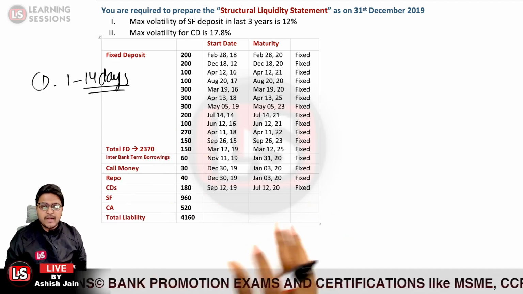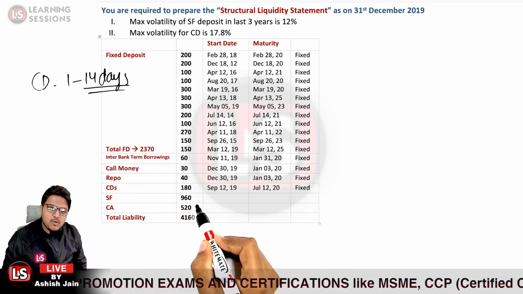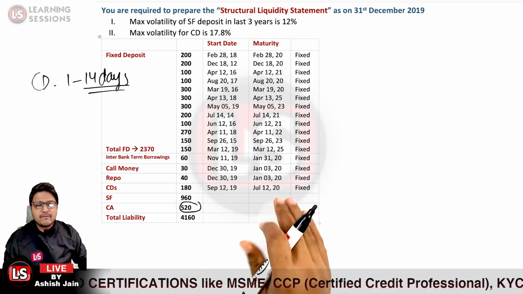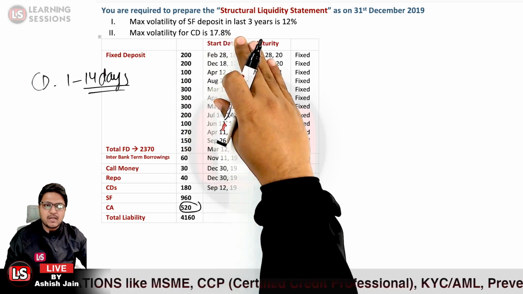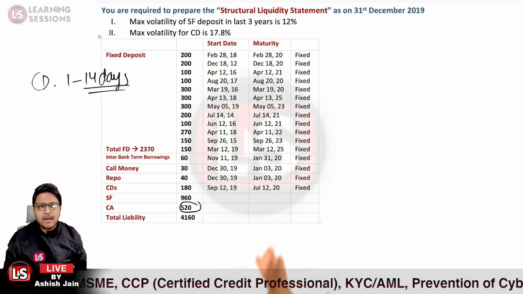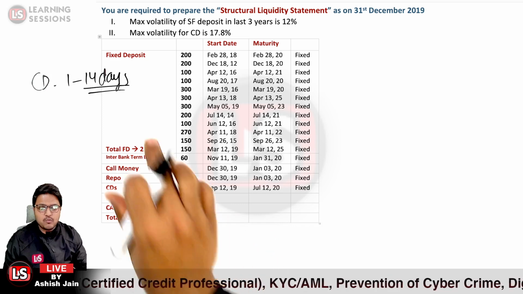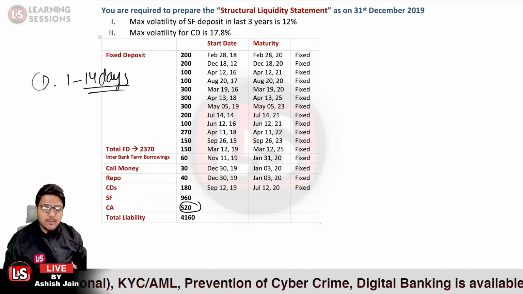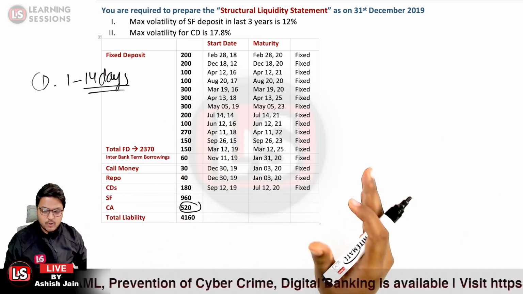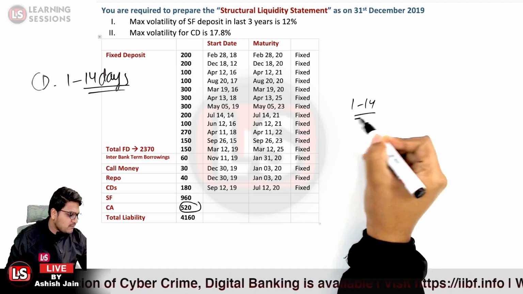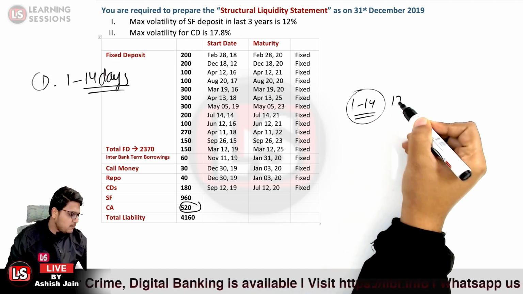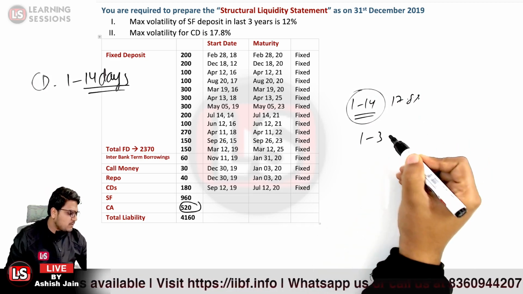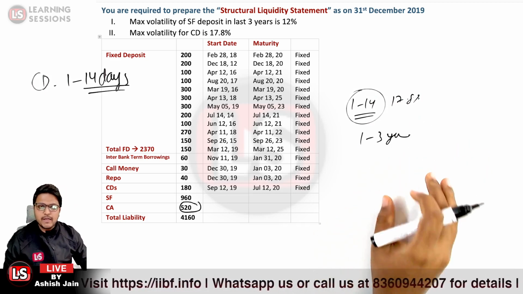Under the current account deposit, we are provided with the amount equal to 520, and in the question itself we are given that the maximum volatility for the current deposit is 17.8%. So the volatile part of the current account will be placed into the 1 to 14 days bucket, and the rest of the deposit is core deposit, which will be placed under the 1 to 3 year bucket. So the 17.8% part will be placed under the 1 to 14 day bucket, and the rest would be placed under the 1 to 3 year bucket.